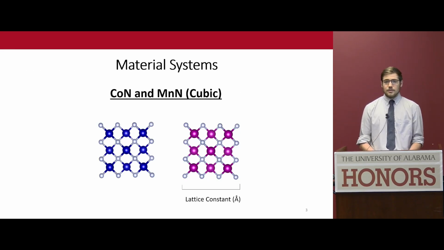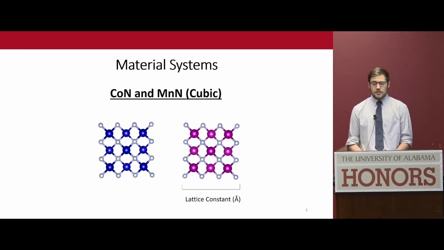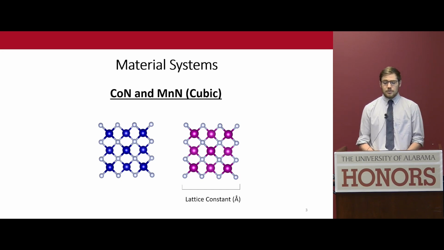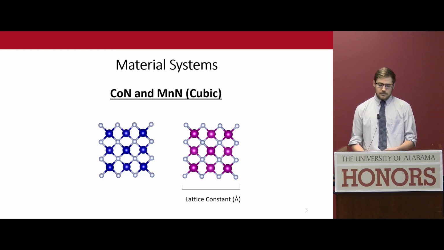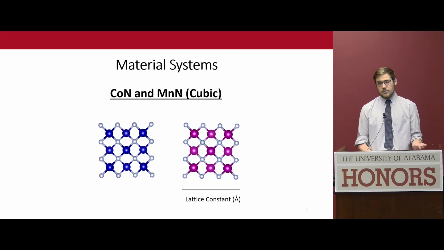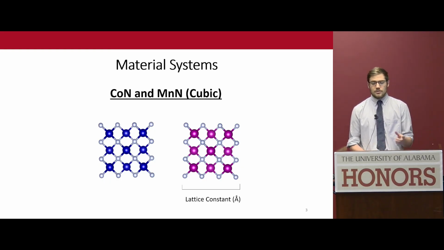The material systems that I looked at this semester were cobalt nitride and manganese nitride, which have a face-centered cubic structure. When we talk about these crystals, one important thing to care about is the lattice constant. For simple cubic or face-centered cubic structures like this, that's essentially just measuring the width of a unit cell along the given cubic direction.